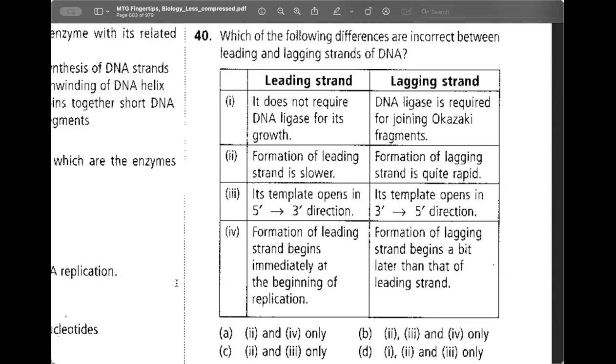The difference should be switched. So leading strand, you can just write it down. The template of the leading strand opens in 3 prime to 5 prime direction. And the template of the lagging strand opens in 5 prime to 3 prime direction. Do you understand it now, Iru? Yes. So this is what you have to be careful about while you are solving questions in the entrance. Okay. So correct option is option C.